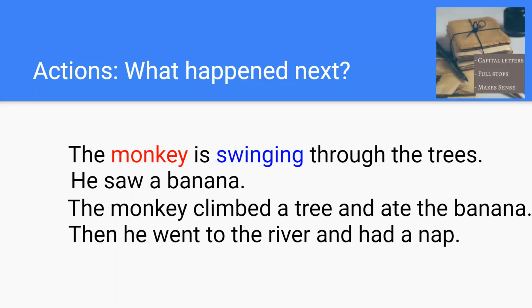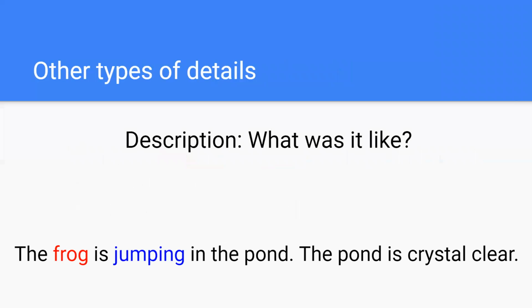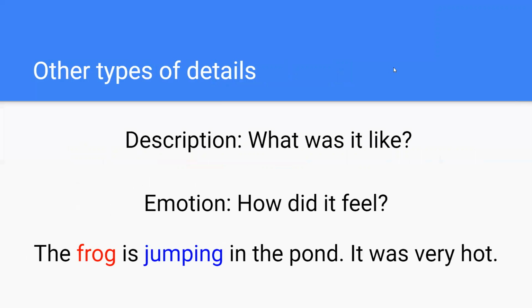Also, with only a few sentences, it is a great opportunity to build self-monitoring skills by ensuring boundary punctuation is in place and each sentence makes sense. We have looked at how we can easily add actions to build from a sentence to a paragraph by asking, what happened next? We could also add a descriptive sentence by asking, what was it like? Or we could add a sentence about emotions by asking, how did it feel? A balanced paragraph would include all three types of details.